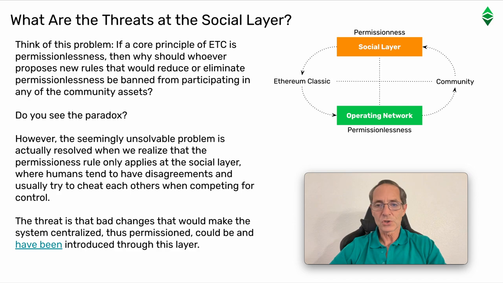What are the threats at the social layer? Think of this problem. If a core principle of ETC is permissionlessness, then why should whoever proposes new rules that would reduce or eliminate permissionlessness be banned from participating in any of the community assets? Do you see the paradox? However, the seemingly unsolvable problem is actually resolved when we realize that the permissioned rule only applies at the social layer, where humans tend to have disagreements and usually try to cheat each other when competing for control. The threat is that bad changes that would make the system centralized, thus permissioned, could be and have been introduced through this layer.